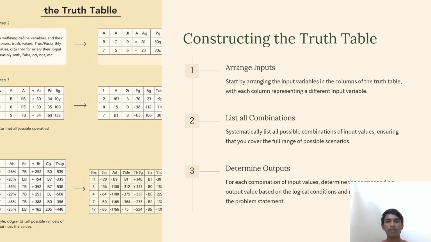Constructing the truth table. Arrange inputs. Start by arranging the input variables in the columns of the truth table, with each column representing a different input variable. List all combinations. Systematically list all possible combinations of input values, ensuring that you cover the full range of possible scenarios. Determine the outputs. For each combination of input values, determine the corresponding output value based on the logical conditions and relationships defined in the problem statement.